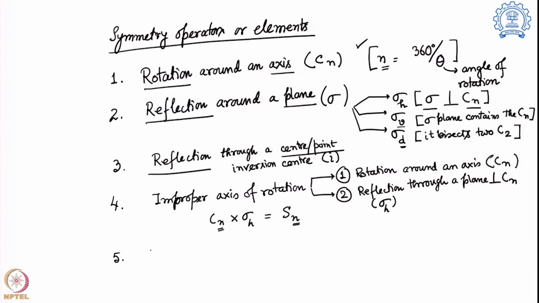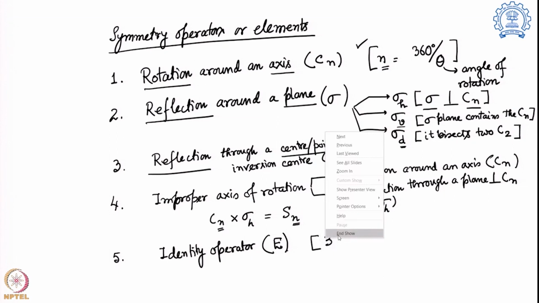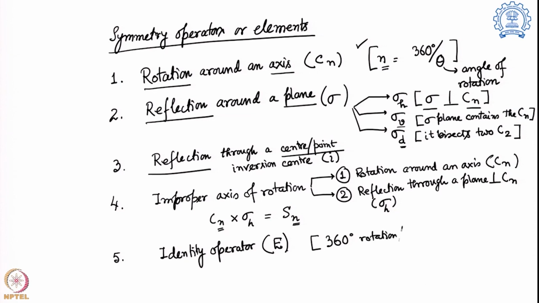And the last one, we have the identity operator, which is written as E, where the E term comes from this German term Einheit, which means unity. And in this operation we do basically nothing but leave the molecule as it is, or in other way as we say we are doing a 360-degree rotation. That means we are basically doing a C1 operation, which means leave the molecule as it is.